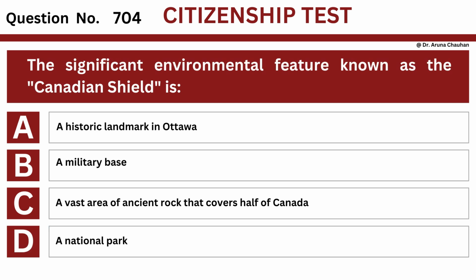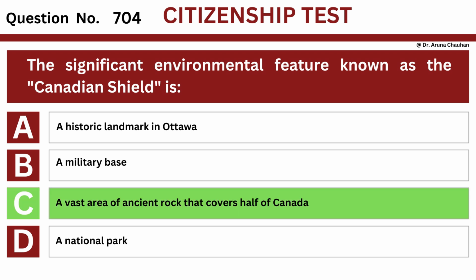Question number 704. The significant environmental feature known as the Canadian Shield is: option A, a historic landmark in Ottawa. Option B, a military base. Option C, a vast area of ancient rock that covers half of Canada. Option D, a national park. The answer is option C, a vast area of ancient rock that covers half of Canada.